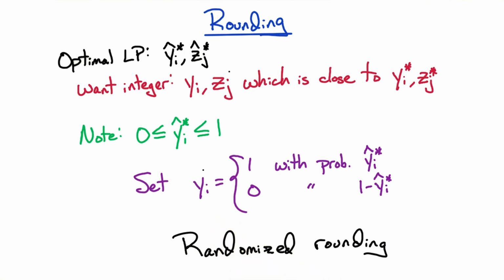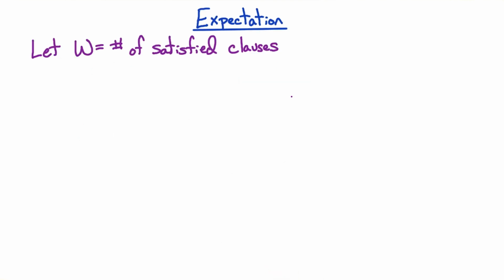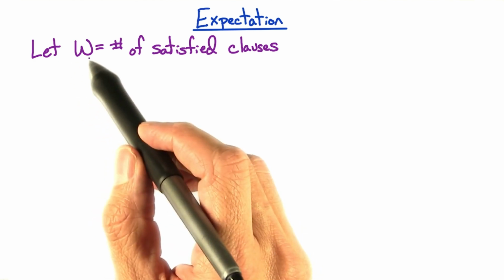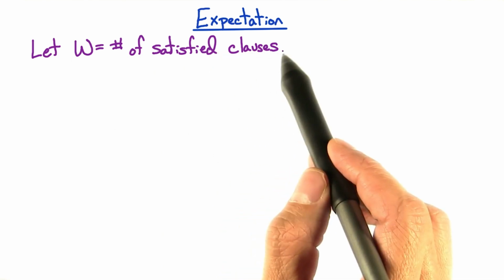So, as we did before, we want to look at the expected performance of this randomized algorithm that we just defined. Therefore, we let capital W denote the number of satisfied clauses.